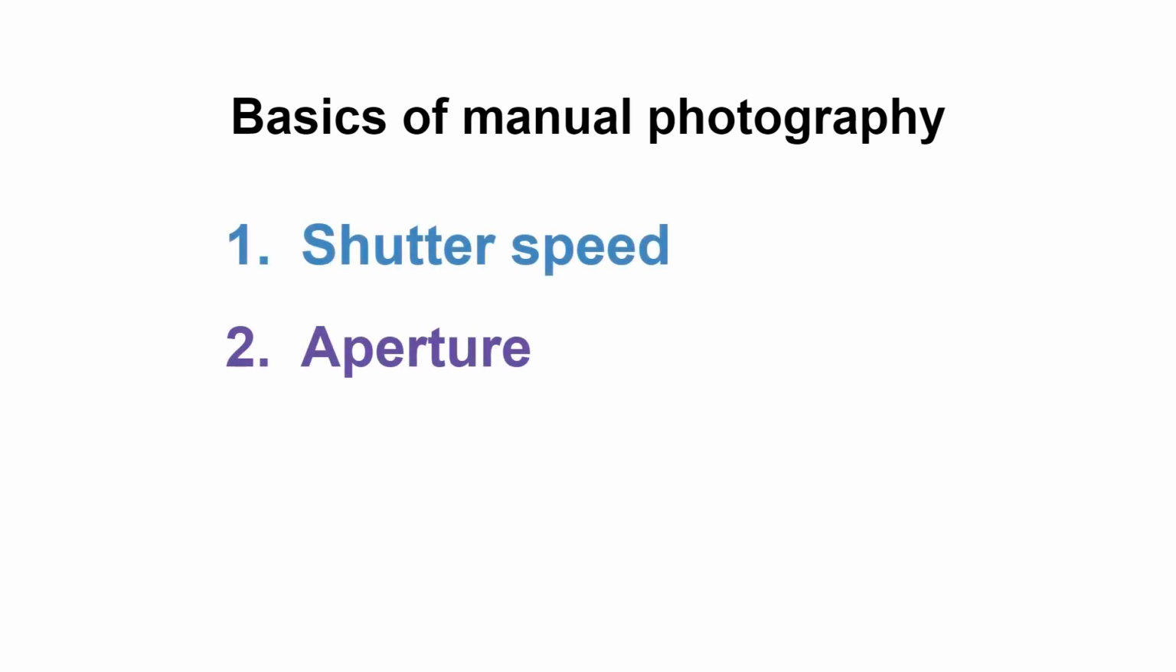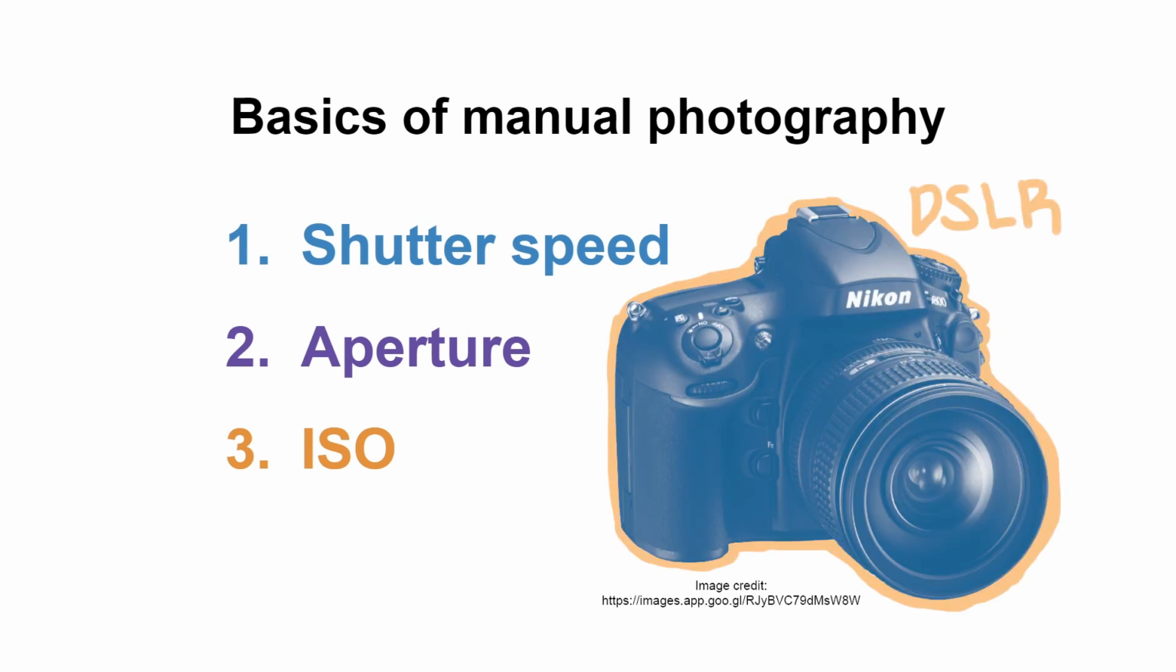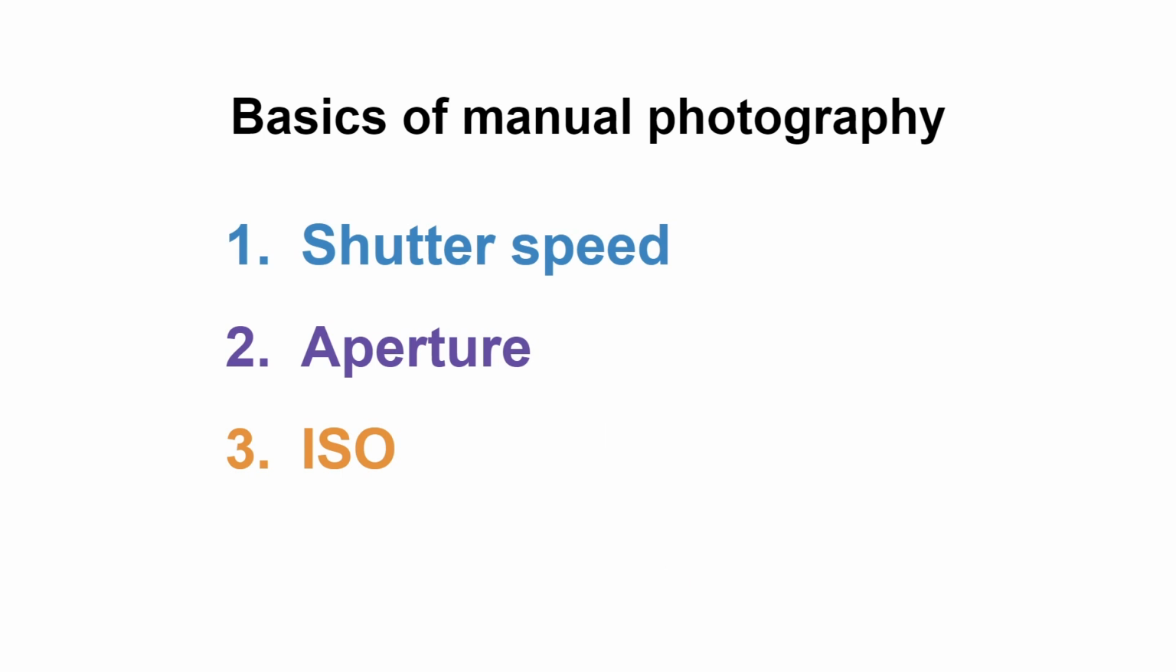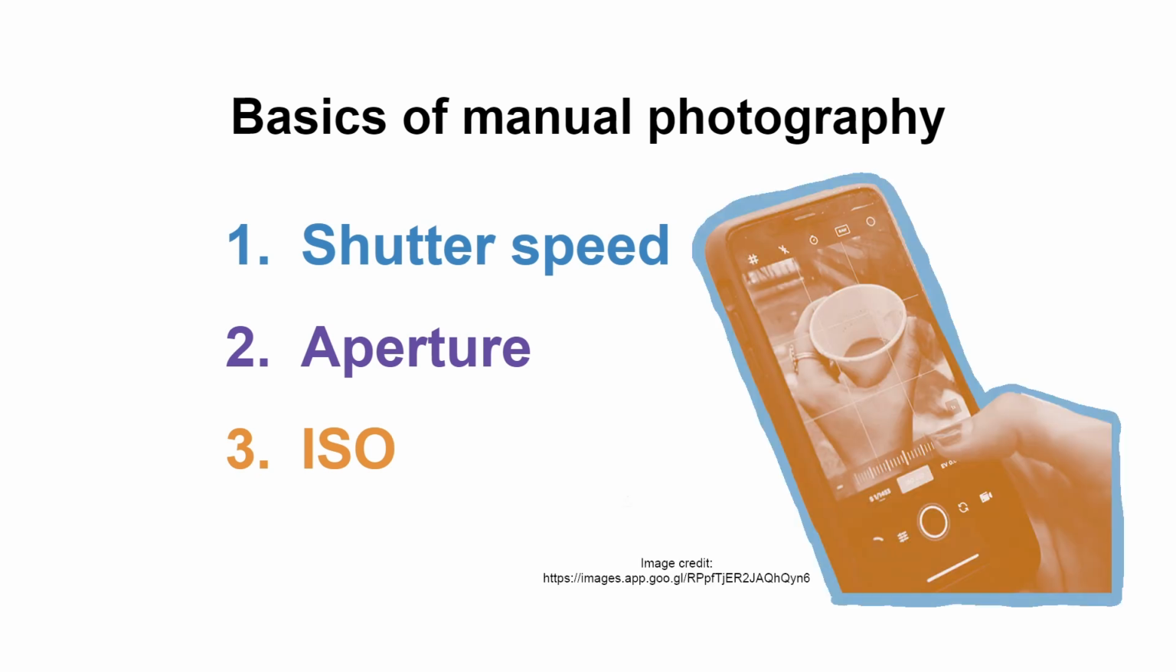Let me first start off by sharing with you some of the basics of photography. In manual photography, people use shutter speed, aperture, and ISO to take unique photographs. Usually only DSLR, digital single lens reflex cameras, have these settings. Although we usually use the automatic functions in newer cameras and our mobile phones, we can also enable pro camera modes where you can adjust the shutter speed, aperture, and ISO.